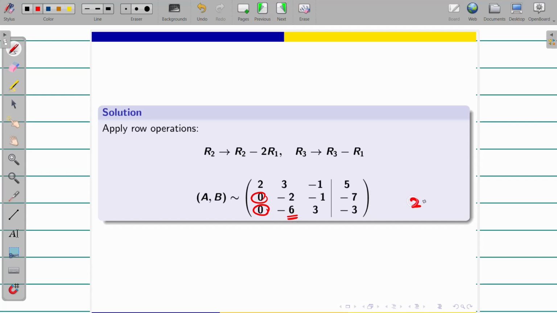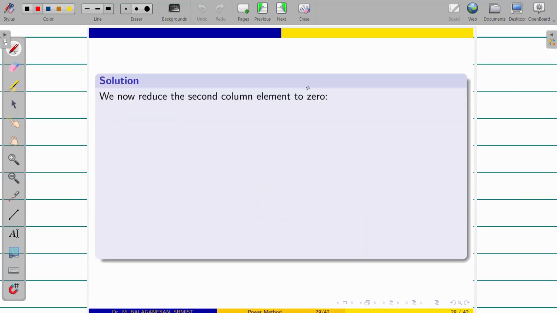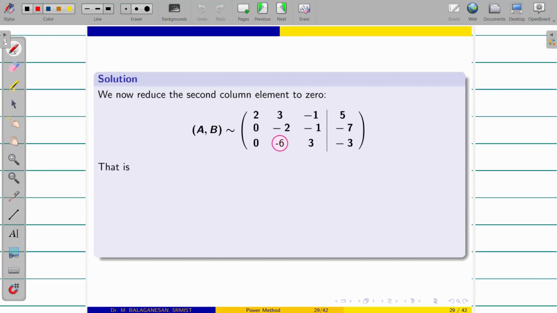If you want to reduce the second column element to 0, you have to use the second row. So do not take the first row. If you take the first row, you will again get a non-zero element here, where it is already 0. That's why for that purpose only we take the second row while reducing the second column element to 0. Right.